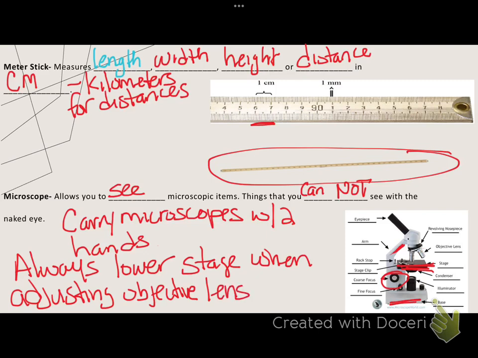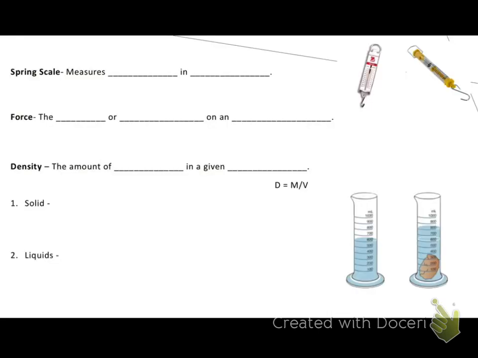Alright, and then finally, our last couple here are going to be spring scale measures force in newtons. The abbreviation for that is just the capital letter N. These are 2 different spring scales. This one here is just a flat version. I've had students tell me before it looks like what you take the mass of to see how large a fish is if you're fishing.